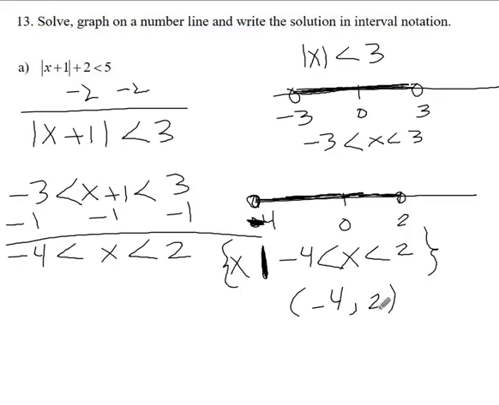And we can easily check your answer here. If I pick 0 as one of the solutions, which is within the region we claim is a solution, if I substitute that here, it should make sense. If I substitute 0 here, 0 plus 1 is absolute value of 1, which is 1, 1 plus 2 is 3, 3 is less than 5. Yes, that works. However, if I pick 3, it shouldn't make sense. If you put 3 for x, you don't see that would be less than 5. That confirmed that our solutions are correct.